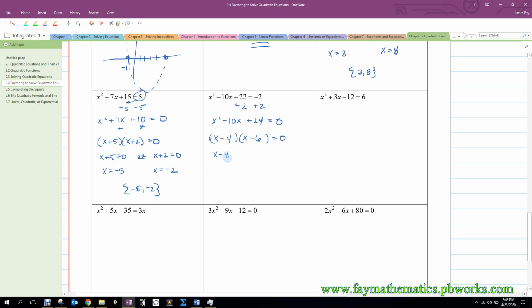Those are going to be negative 4 and negative 6. Now I can use the zero product property. So x minus 4 equals 0, or x minus 6 equals 0. Add 4 to both sides, get x equals 4. Add 6 to both sides, x is 6. 4 and 6 are those two solutions.